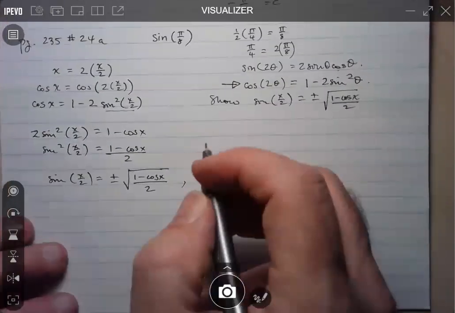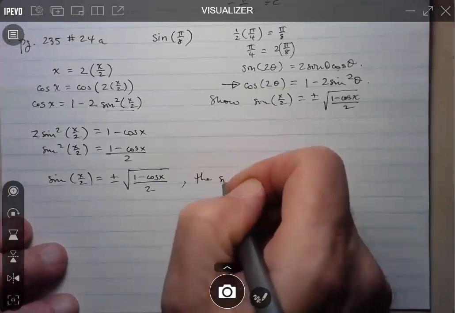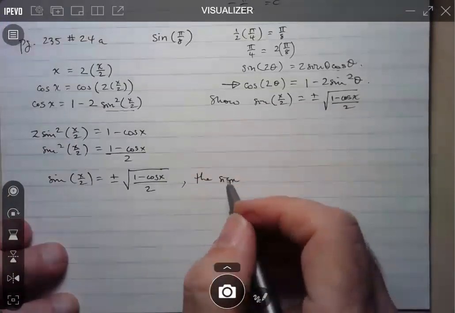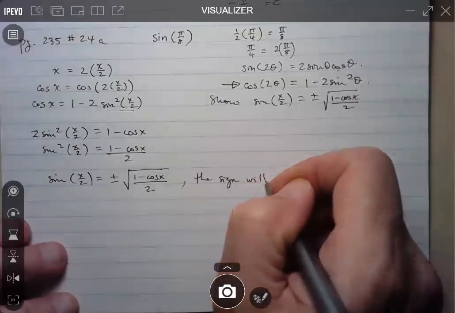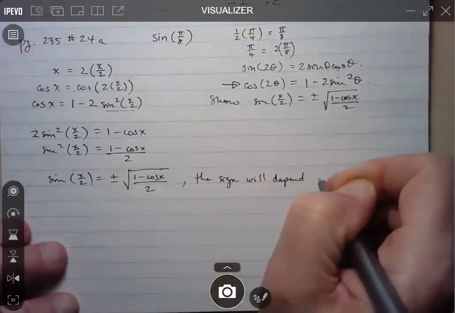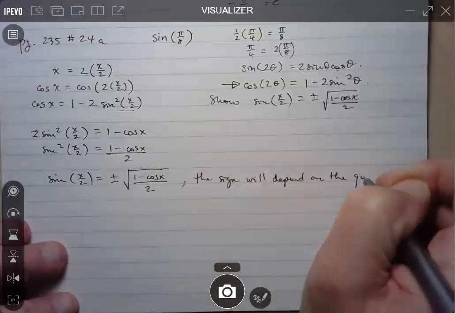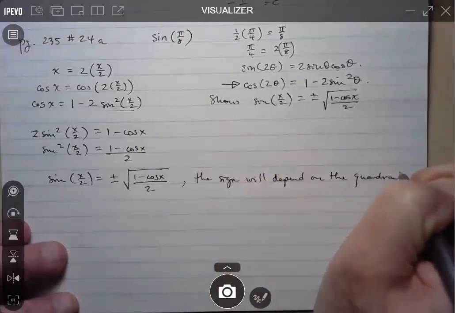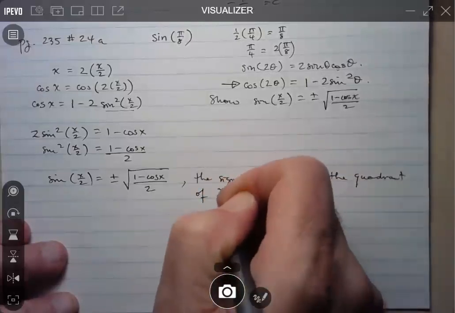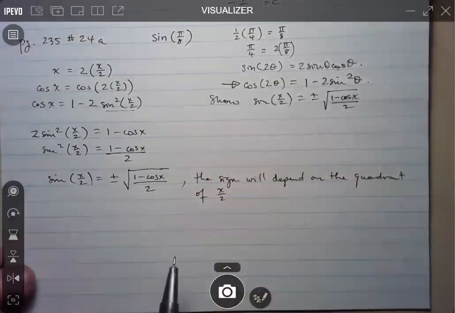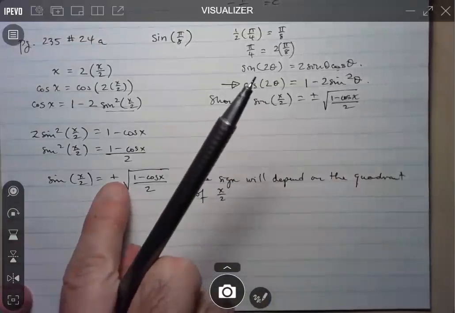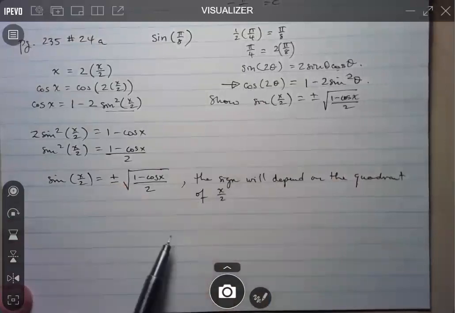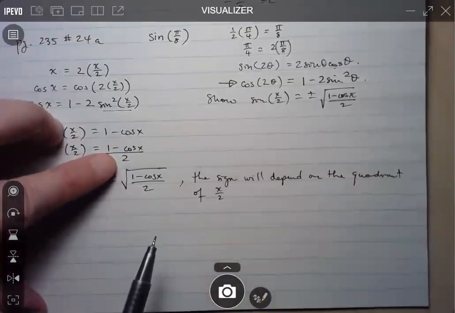Okay. So here I'll just say the sign, sorry, okay, will depend on the quadrant of x over 2. Okay, so if x over 2 is some angle in the first or second quadrant, you'll be taking the positive square root. And if x over 2 is some angle in the third or fourth quadrant, you're going to be taking the negative square root.